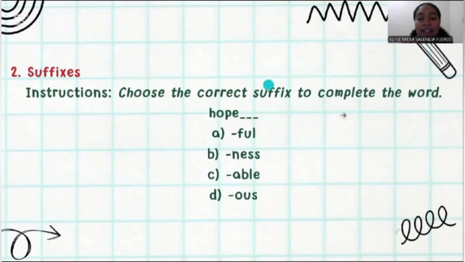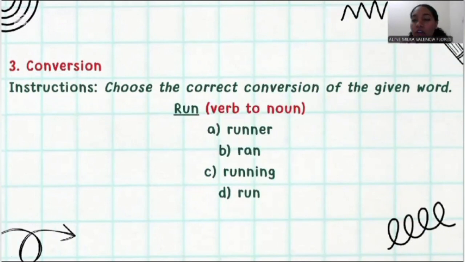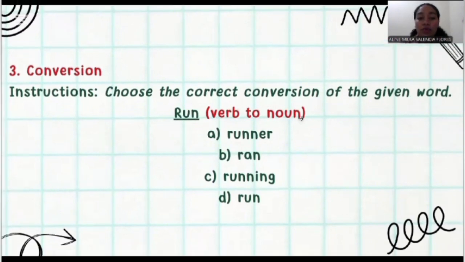Good job, guys. Now we're going to work with conversion. In the instructions, you will choose the correct conversion of the given word. We have the word run. You're going to convert the verb run to a noun. What do you think is the correct noun? The letter A, B, C, or D? Good job. Yes, it's the letter A, runner.